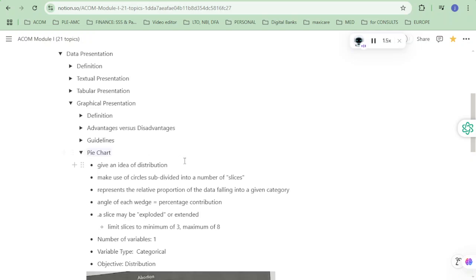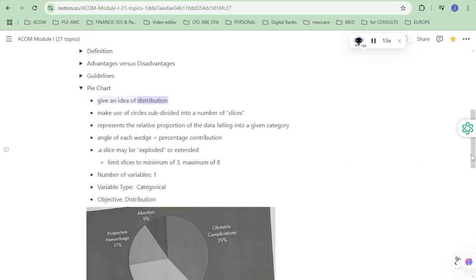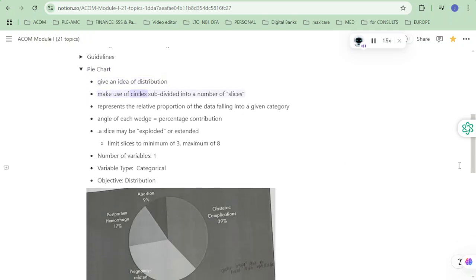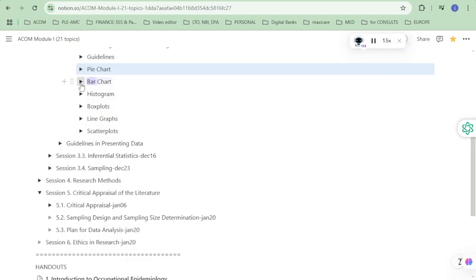Pie chart. Gives an idea of distribution. Makes use of circles subdivided into a number of slices, which represent the relative proportion of the data falling into a given category. The angle of each wedge equals its percentage contribution. A slice may be exploded or extended. Limit slices to a minimum of 3 and a maximum of 8. Number of variables: 1. Variable type: categorical. Objective: distribution.